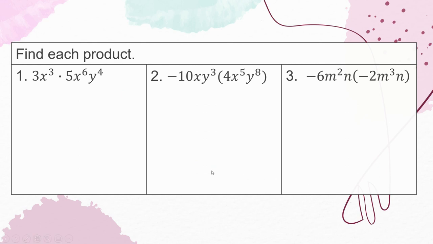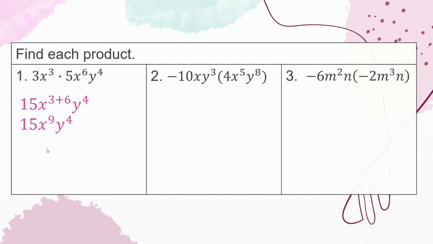So for number 1, to multiply, we've got the monomial 3x cubed times the monomial 5x to the 6th, y to the 4th. Multiply the coefficients, 3 times 5, that gives us 15. And then we have x cubed times x to the 6th. We're going to keep the base of x and add those exponents. 3 plus 6 becomes 9. So our final answer is 15, x to the 9th, y to the 4th.